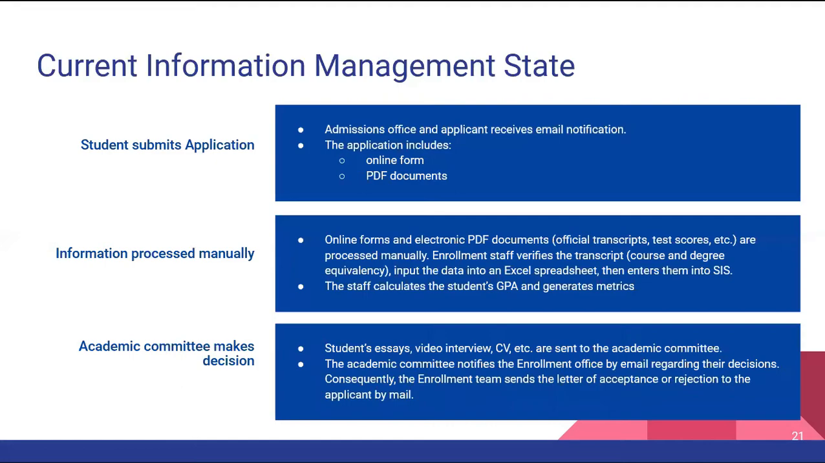If the student meets the criteria for admission, then the enrollment staff sends the student's essays, video interviews, and CV, along with others, to the academic committee in charge of accepting or rejecting applications. The academic committee receives them by email and examines each document thoroughly. Based on certain criteria, they make decisions and notify the enrollment office by email regarding their decisions. Consequently, the enrollment team sends a letter of acceptance or rejection to the applicant by mail.